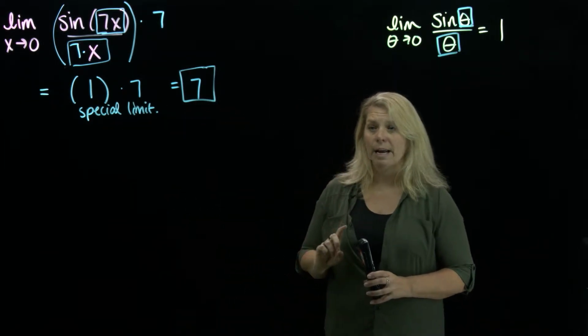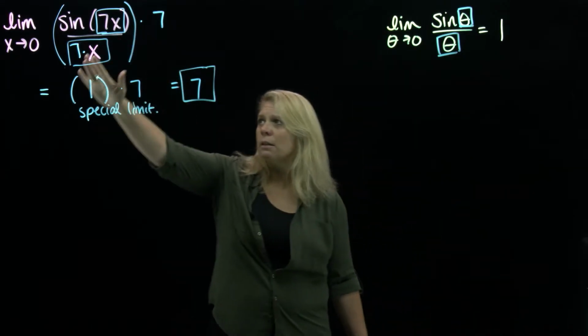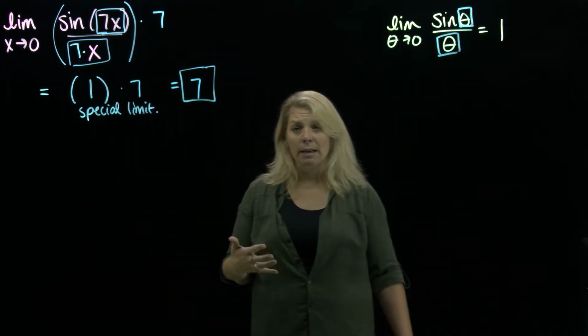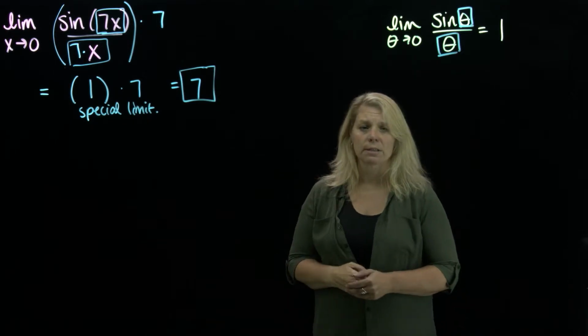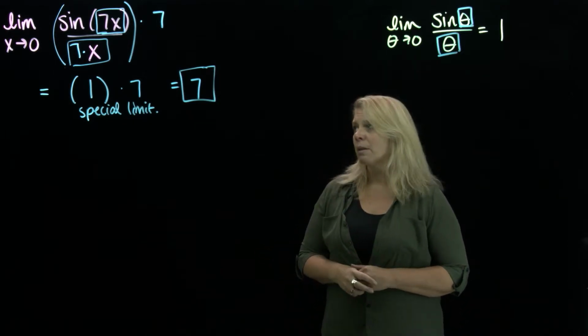You want to make sure you're in radian mode. And you want to make sure that the expression is the original expression typed in correctly, plugging in numbers very close to 0. And you should see that you get numbers very close to 7 when you do that.